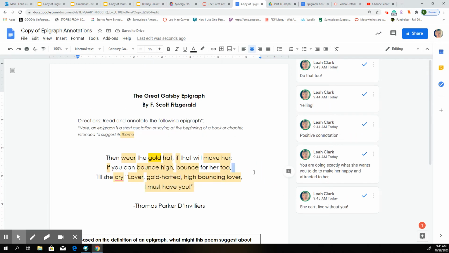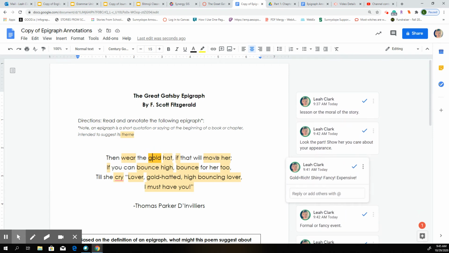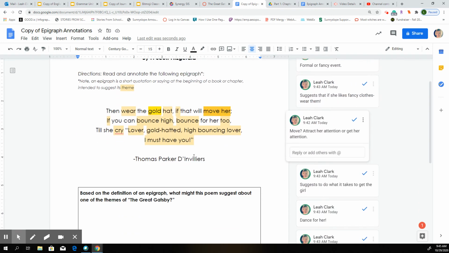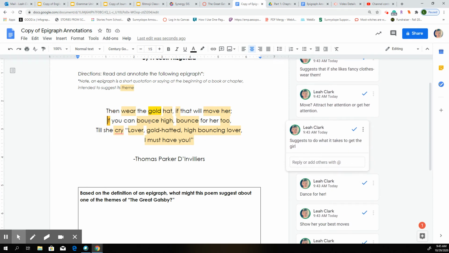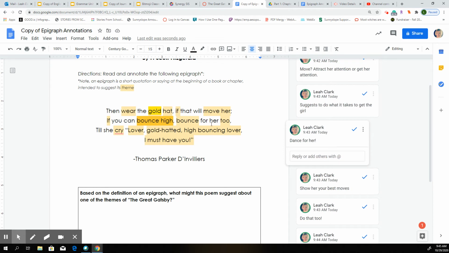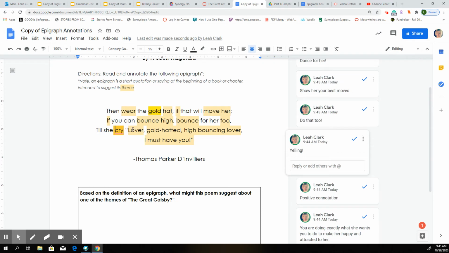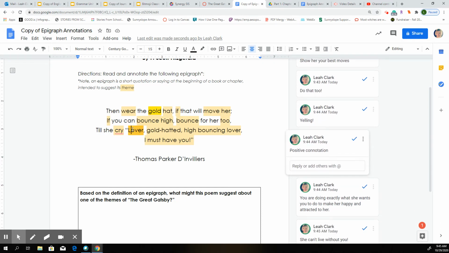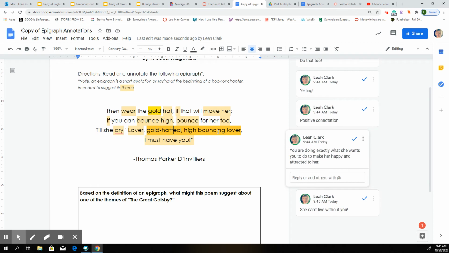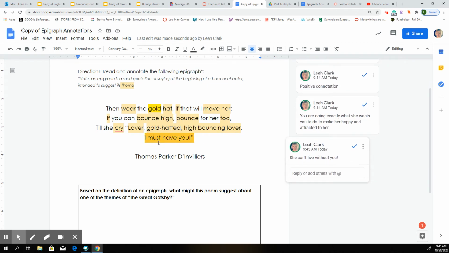Okay. So if we take a look at our annotations, right? You got to look the part, right? You got to wear the fancy gold hat if that's what she is interested in. If she likes fancy clothes, wear the clothes. If you can dance, do that too and do it really, really well, right? If that's what she's interested in, okay? Until she yells, right? This very sort of positive connotation, fancy hat, dancing, lover, I can't live without you, okay?